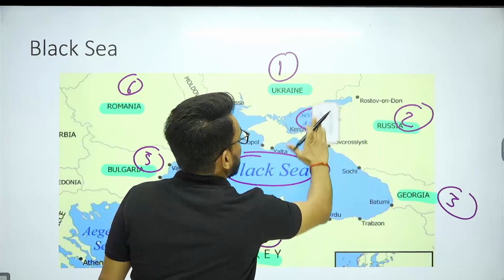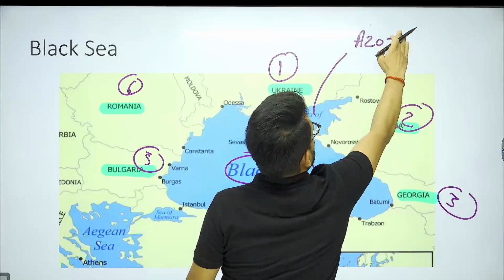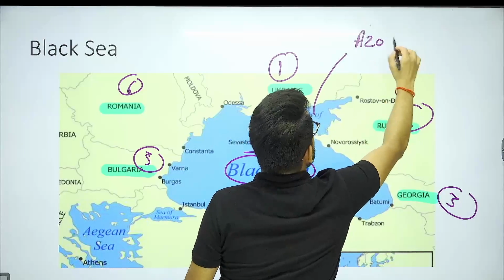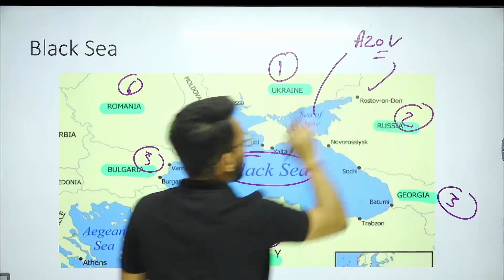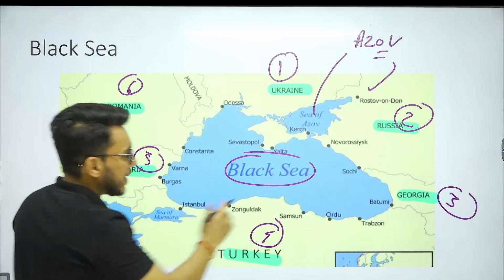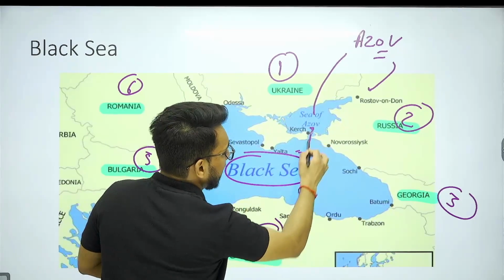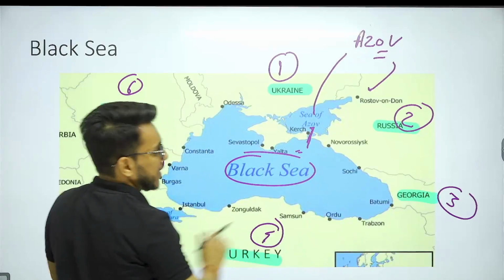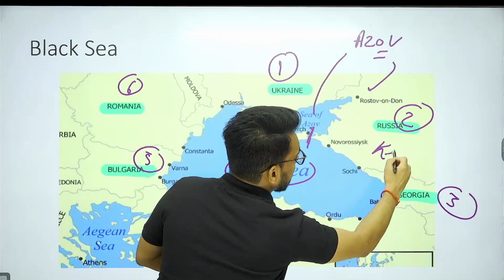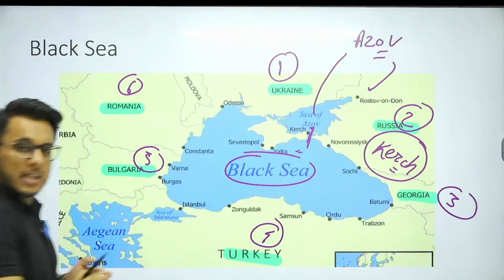Now, this Sea of Azov, Russia is going to declare it as the internal waters of Russia. Basically, between the Sea of Azov and the Black Sea, we have a strait that connects them, and this is called the Kerch Strait. Let's see this Kerch Strait also.